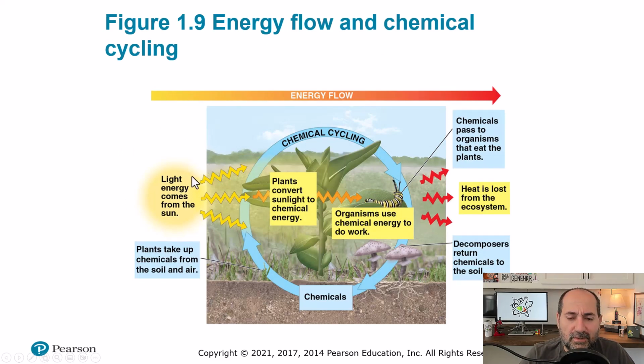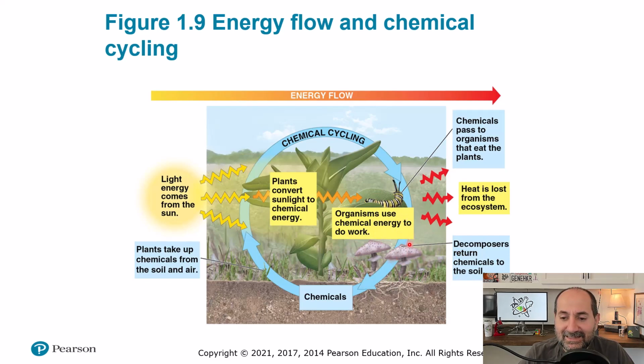And remember this concept from chapter one: light enters the ecosystem, and that's how energy enters the ecosystem. So if I ask, how does energy enter the ecosystem? It enters mainly as light from the sun. And then it's captured by what? Remember, it's captured by these photosynthesizers, the producers, right? And then the consumers consume those producers. So the animals eat the producers. The decomposers decompose dead matter.